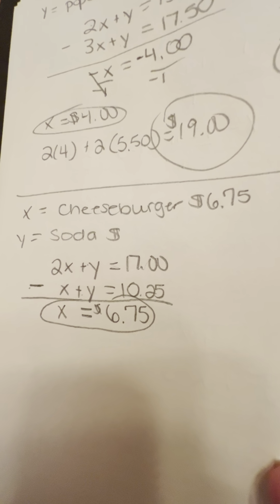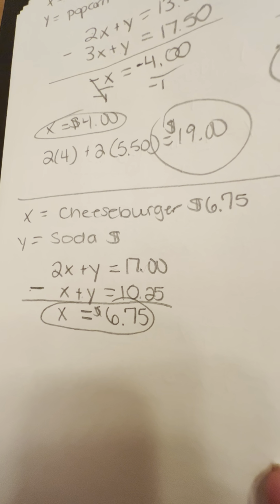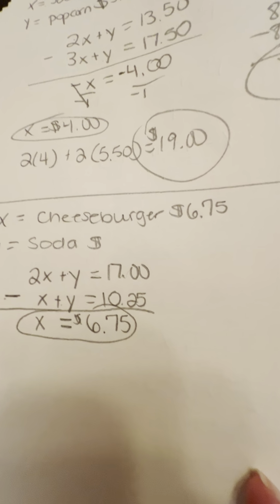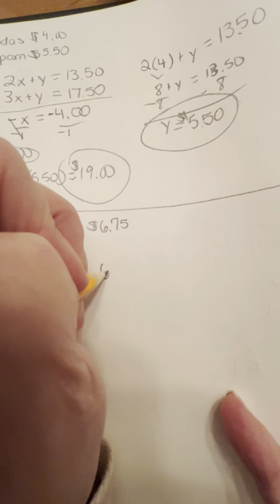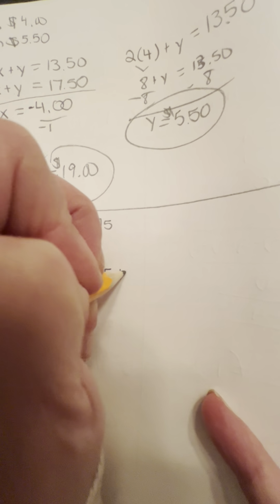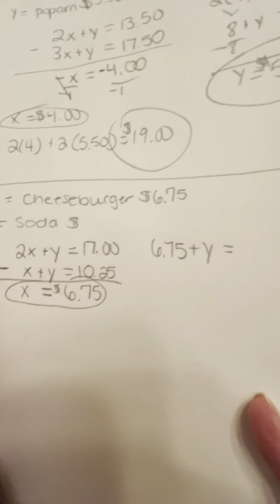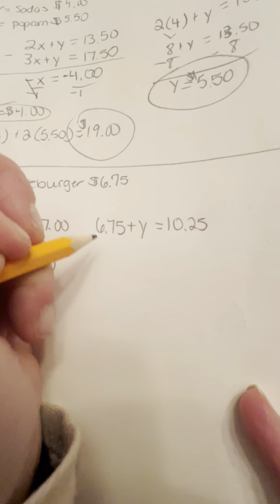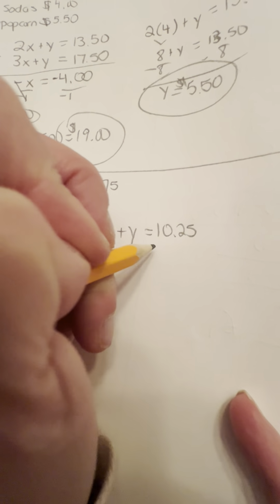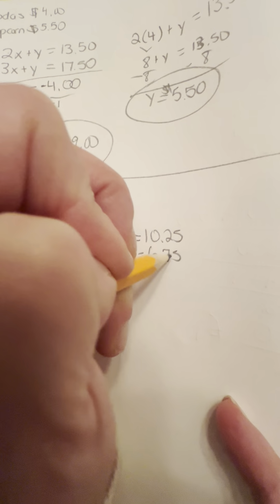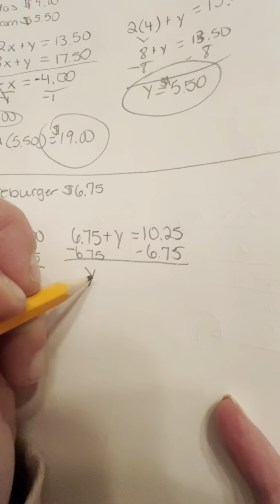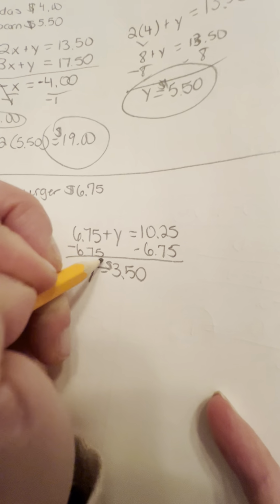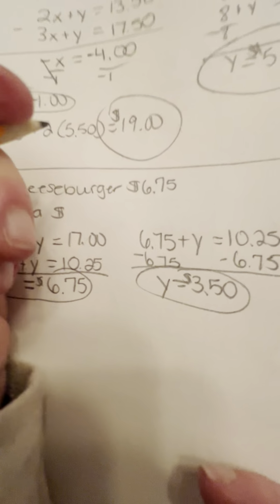And then now I'm going to just go back. I'm going to substitute it into the second equation. And that was x plus y equals 10.25. So I'm going to substitute the 6.75 in there. I'm going to add y to it. And the total cost for that order was $10.25. So I'm subtracting the $6.75 for the cost of the cheeseburger to figure out what was left over to find out how much my soda cost. And my soda was $3.50.